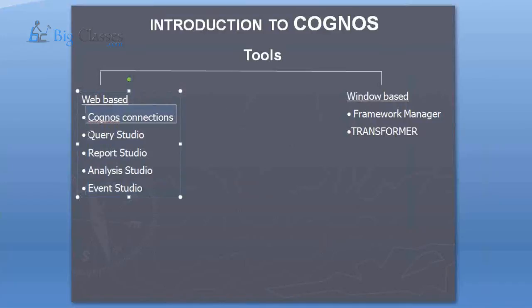Now, all these are reporting applications only: Query Studio, Report Studio, Analysis Studio, Event Studio, and in Cognos 10.2 they introduced Workspace and Workspace Advanced. Like that, they introduced new tools. All these are reporting only. Then you may ask why so many reporting applications.